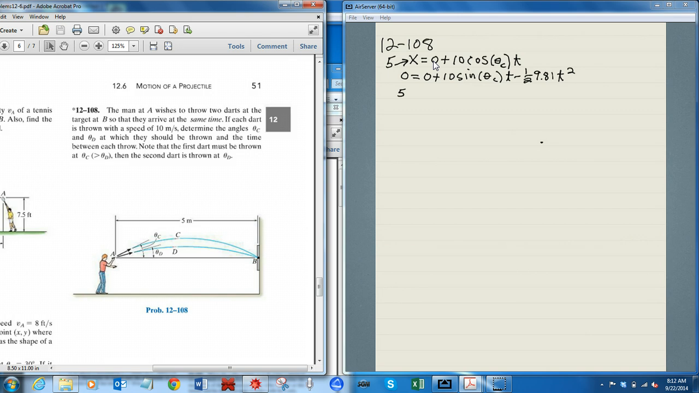Where does he start? Well, the exact same except for angle. Yep, so he's going to start at the origin. What's his initial speed? 10 cosine of what? Angle d. So his initial speed is 10 cosine.